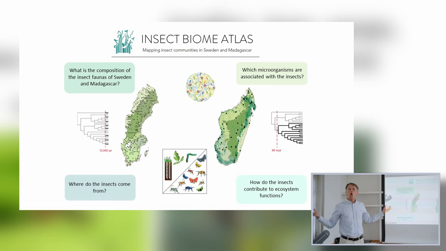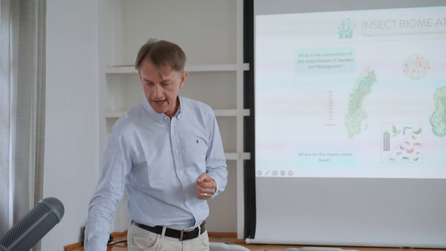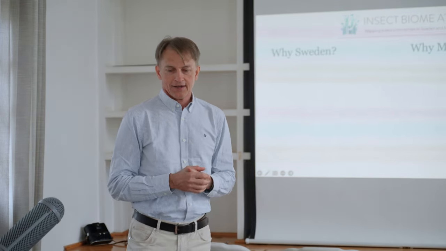In Sweden, we're all recent immigrants, including humans, because it was covered by ice not long ago. So a lot of this is very recent, only something like 12,000 years ago that these species colonized Sweden. In Madagascar, a lot of the diversity evolved in place. A lot of the species evolved here in Madagascar. They have millions of years of history. Then we're interested in how the insects contribute to ecosystem functions, the health, if you wish, of these natural systems. And finally, we're also interested in the microorganisms that are associated with the insects. And you'll hear more about that later.